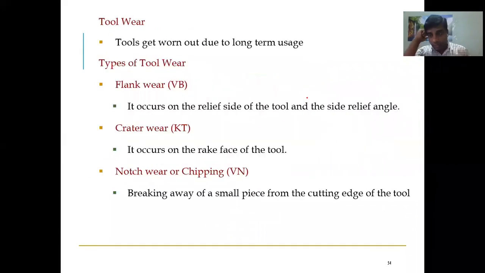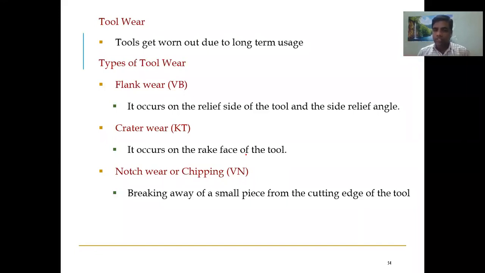Then coming to wear: wear also happens because of high forces and high temperature involved. There are possibilities that the tool can wear out. Because of that only, periodically you need to grind your tool. That's why we have a cutter grinder in our workshop. There are 3 different types of wear possible. The tool gets worn out due to long-term usage. Even if you're using a diamond tool, if you use it continuously for days together, then definitely after some time the sharp edges are going to blunt, so they will wear out.